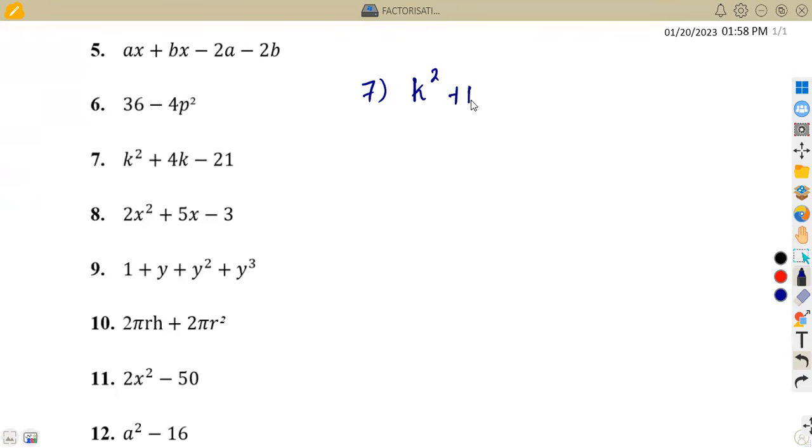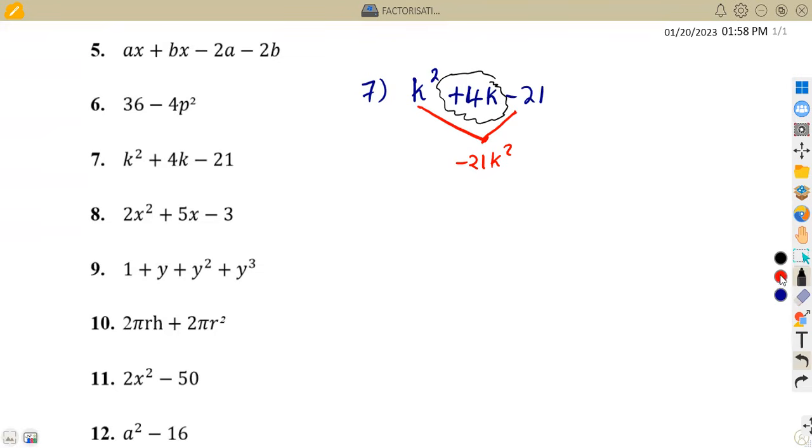k squared plus 4k minus 21. What you're going to do is find the factors. Actually, you have to multiply. Okay, we are now doing the longer way. So what you do is you multiply the first term by the last term. If you multiply k squared and minus 21, you get minus 21k squared. After multiplying, you ask yourself what are the factors of negative 21k squared, but these two factors, if you add them, must give you the middle term, which is 4k.